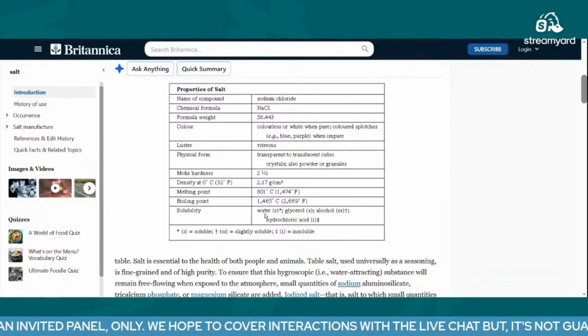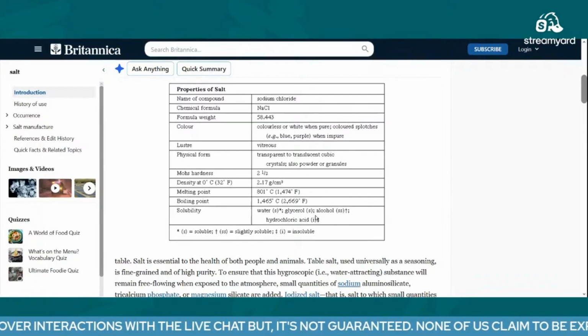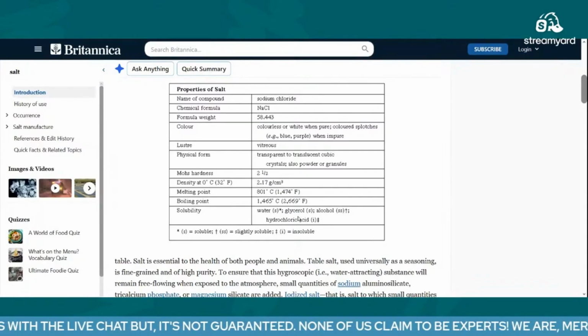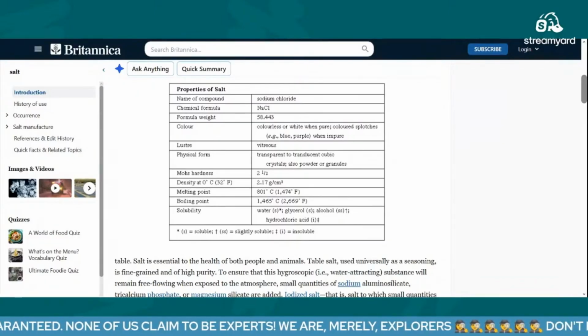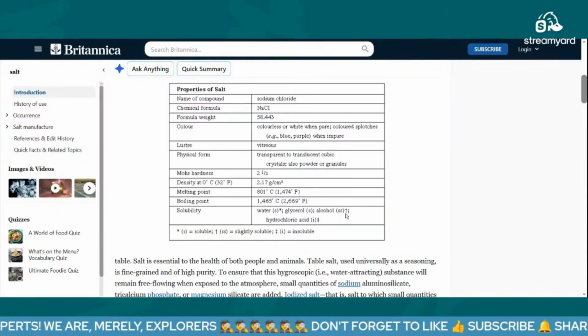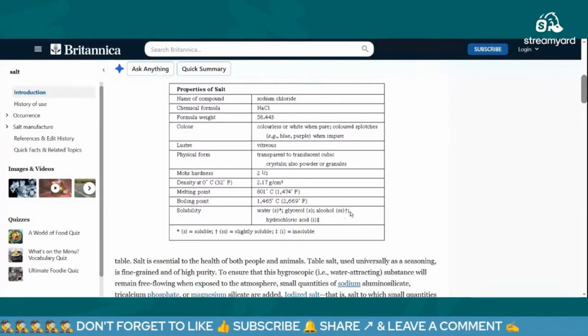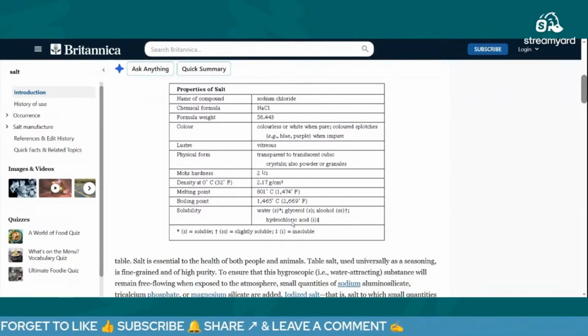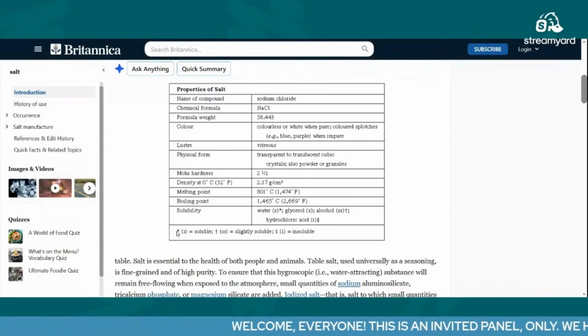Solubility: water, S with a star, glycerol. I think that says glycerol, oh my God, is that how you pronounce that? Alcohol, SS with a cross sign. Oh, these are all like, okay, hydrochloric acid, I, and then I don't know what symbol that is. Right, okay, there's a key here at the bottom.